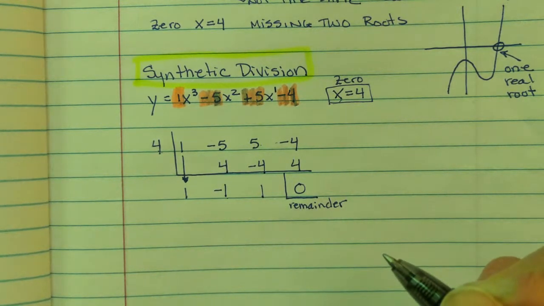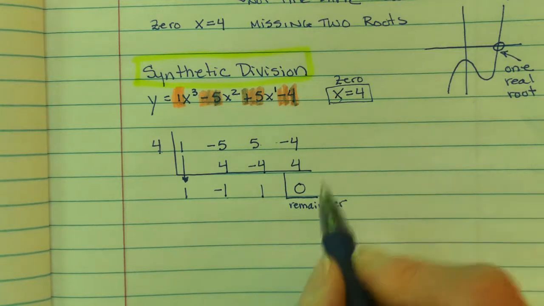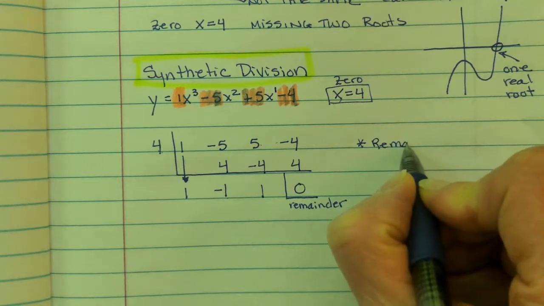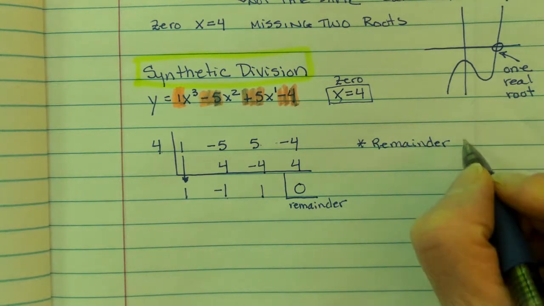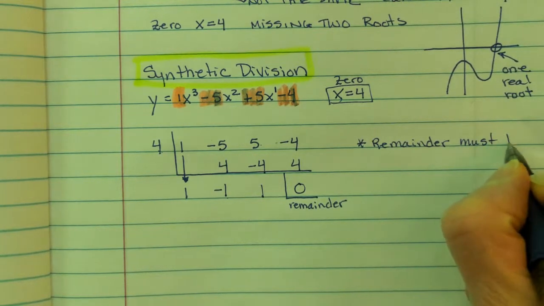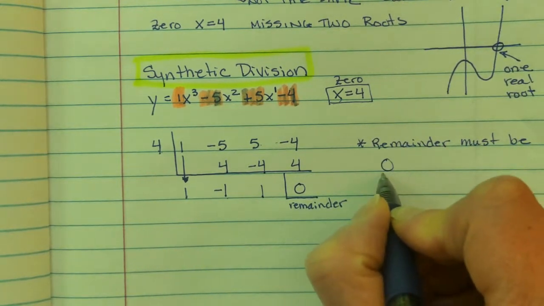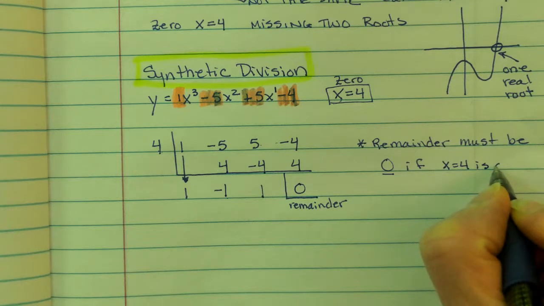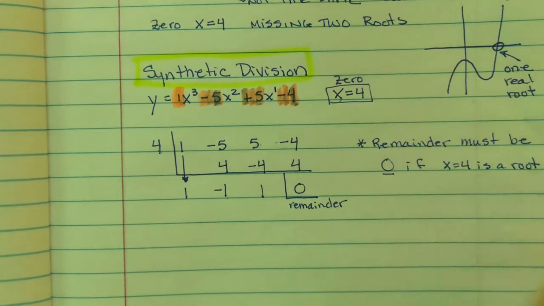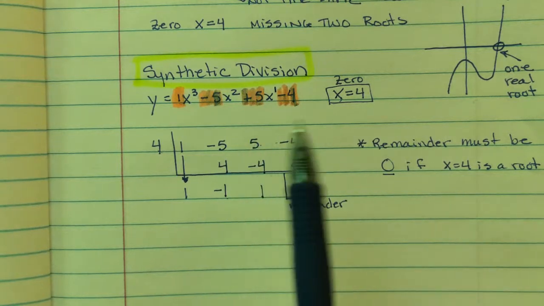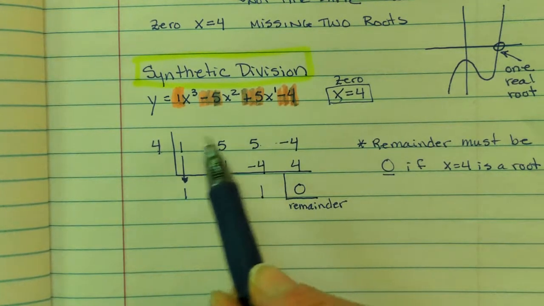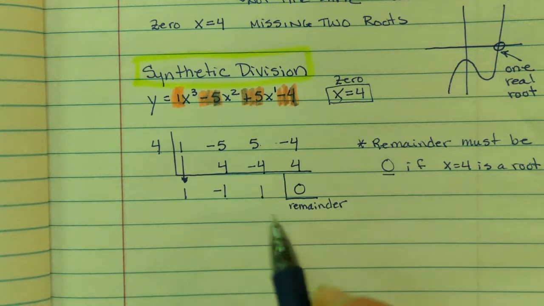And we'll have to know more about this later in different kinds of problems. But that's my remainder. So what you need to remember is the remainder must be 0 if x equals 4 is a root. If I tell you it's a root, or you find it's a root in the calculator and this doesn't come out to 0, that means you made a mistake. Okay, so because it's synthetic, it's not in a real form. So this is how I remember how to do it.